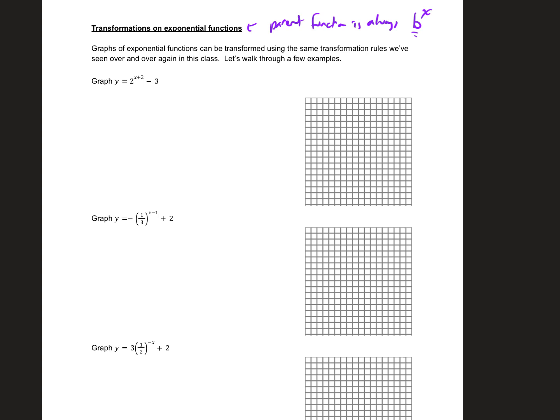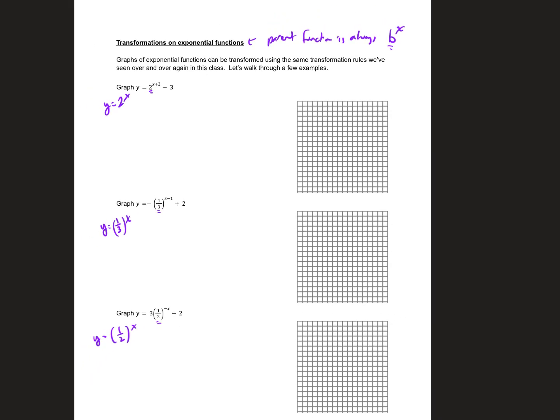So this first one, your base number is 2, so your parent is 2 to the x. On the second one, your base number is 1/3, so your parent is 1/3 to the x. This last one, the thing that's actually being raised to the power is 1/2. So your parent is 1/2, and even though there's a negative on the x, we want it just to the x. That's how you get your parent on each of these.